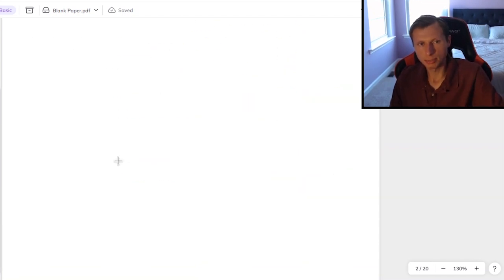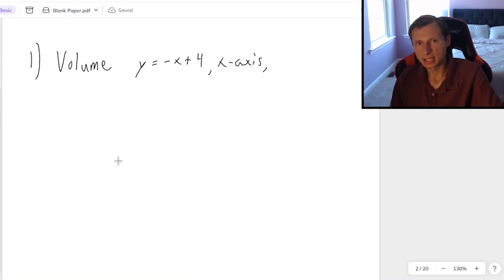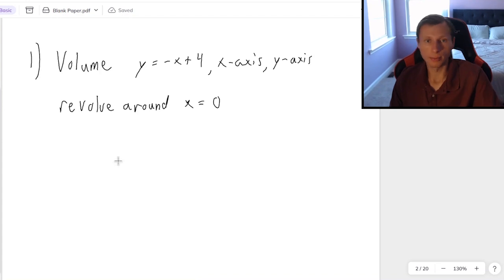So now let's just do a couple examples. Number 1, I want to find the volume of the region bounded by the functions y equals negative x plus 4, the x-axis, and the y-axis, and we are going to be revolving around the line x equals 0. By the way, back in disk and washer method, we cared about having a gap.